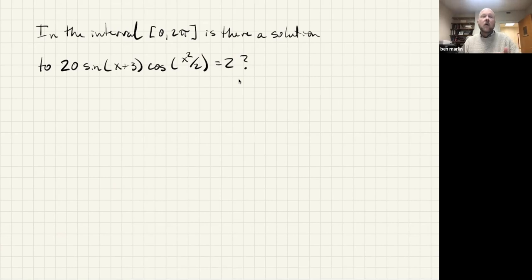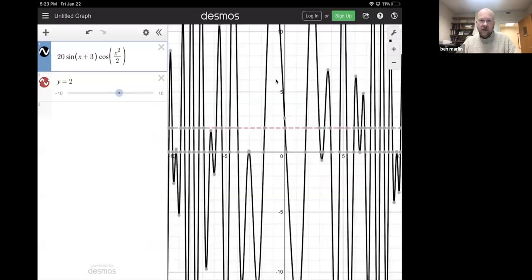So all we want to know is, is there a solution? We don't care what it is. The intermediate value theorem doesn't tell you what the solution is, just that there is one. So I'm going to pop over here to Desmos, and I went ahead of time and told it to plot the function and also to plot y equals 2 there so you could see what was going on.